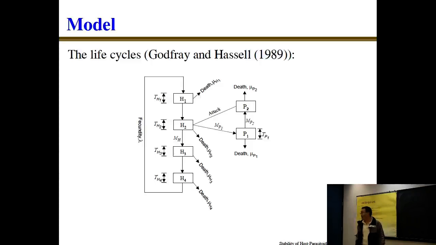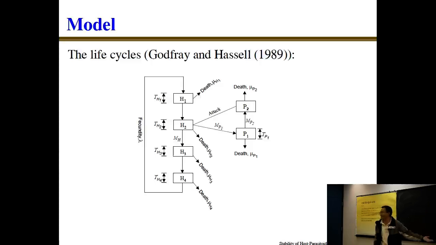And here they assume the hosts have four life stages, H1, H2, H3, H4. H4 is the adult stage. And H2 is the vulnerable stage. That is, the host in the H2 stage can be attacked by the adult parasitoid, which is P2, and then change into the immature parasitoid, P1. Okay? And then P1 develops into P2. So in their model, we assume a fixed delay for each stage. In other words, all individuals in the H1 stage get into the H2 stage after a fixed time, T sub H1. And then get into H3 after T H2 time.